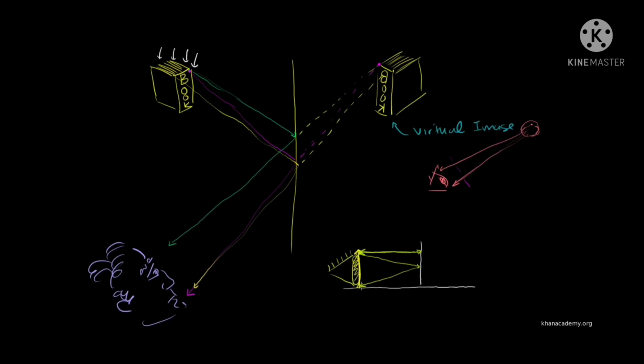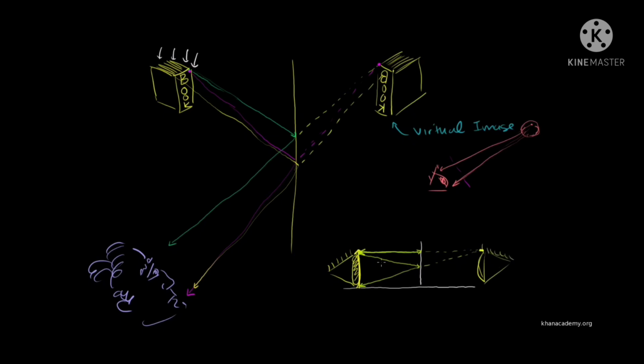Well, this ray looks like it's coming from back over here. And then this ray looks like it's coming from back over here. This is where they converge. So the eye would see this point of the eye over there. So it will actually see itself.